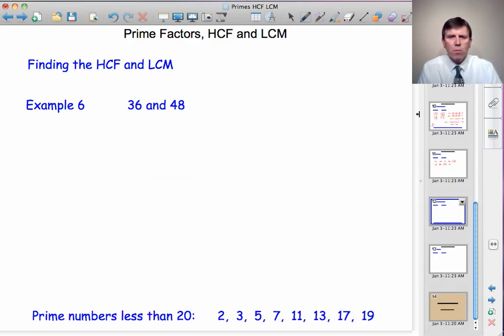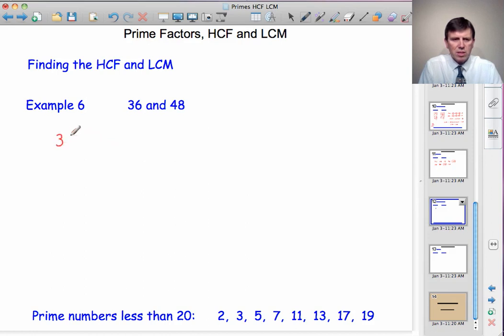We'll now have a look at one more example of finding the HCF and LCM, or highest common factor, lowest common multiple. 36 and 48. So first I want to break these numbers down into their prime factors.